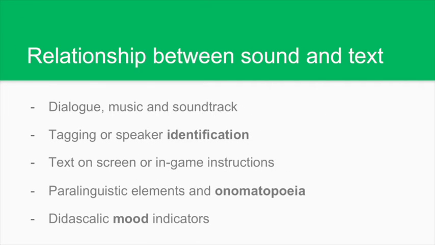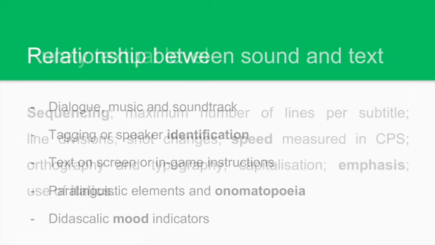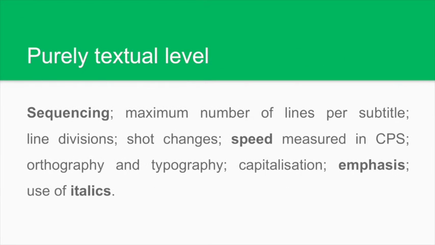As for the relationship between the sound and the text, we should pay special attention to dialogue, music and soundtrack, tagging or speaker identification, text on screen or in-game instructions, paralinguistic elements, onomatopoeia and its use, and didascalic mood indicators, the attitude of the speakers towards what they are saying. Lastly, the purely textual level. What does it comprise, and what should appear in a future norm?